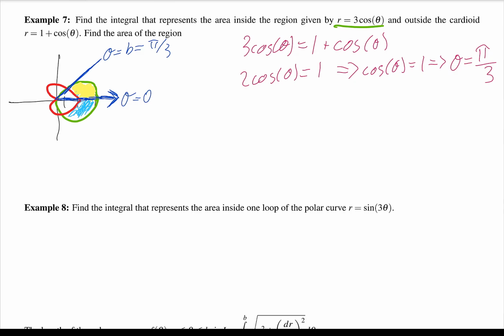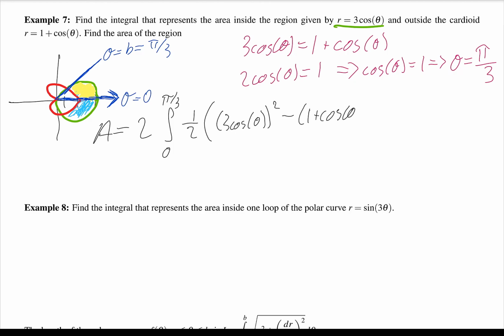So then our area is going to be given by 2 times the integral from 0 to pi over 3. And now we use our formula, so we should have 1/2 times the function with the bigger radius. So it ends up being our 3 cosine theta squared minus the function with the smaller radius. So this will be 1 plus cosine theta squared d theta.